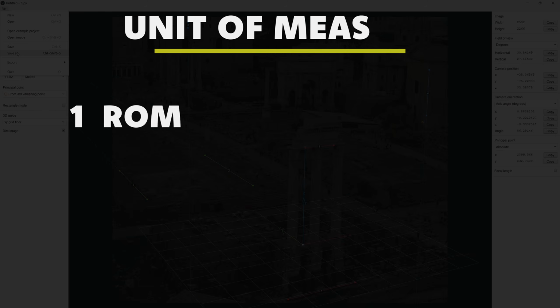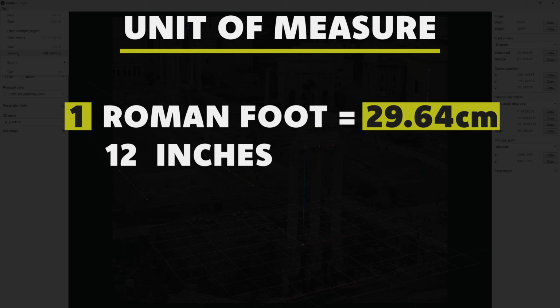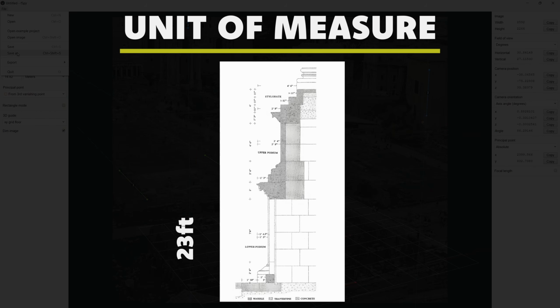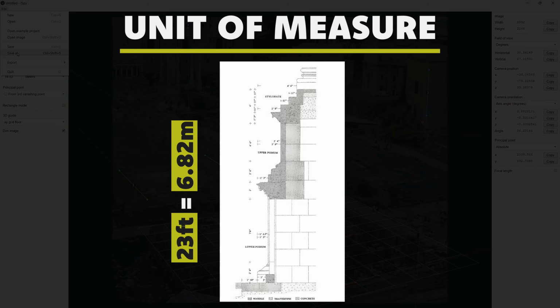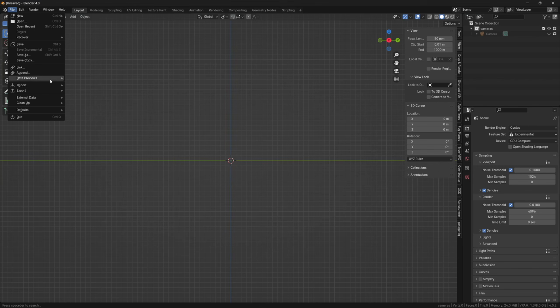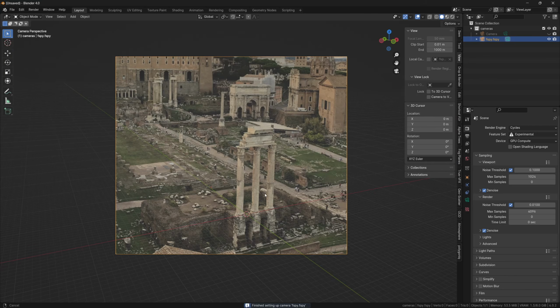Speaking of measurements, the unit adopted is the original Roman foot, where 1 foot is equal to 29.64 centimeters and 12 inches would amount to that 1 foot. Based on this, I could for instance determine the podium to be 23 feet tall or 6.82 meters, and the column to be exactly 50 feet tall or 14.82 meters. At this stage, my aim was to validate the perspective and measures coming from what I just did in SPy.